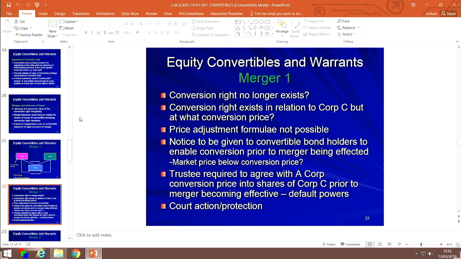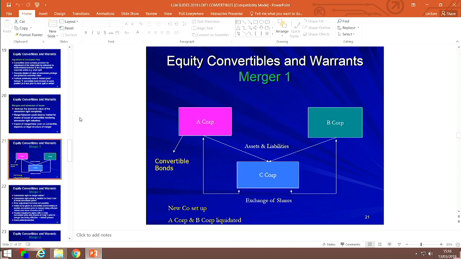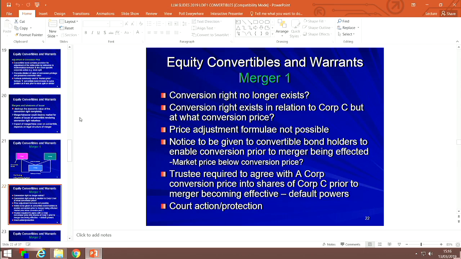Can you do a price adjustment formula? Well, you can't, because when the bonds are issued by Corporation A, the issuer, no one can do a price adjustment formula because you do not know with what entity A will merge to produce Corporation C. So you can't even have a price adjustment formula. You can certainly have a notice provision saying, in the event of a merger coming up on the horizon, then you will give notice to bondholders to enable bondholders to convert the bonds into the shares of A before the merger with B is effected.